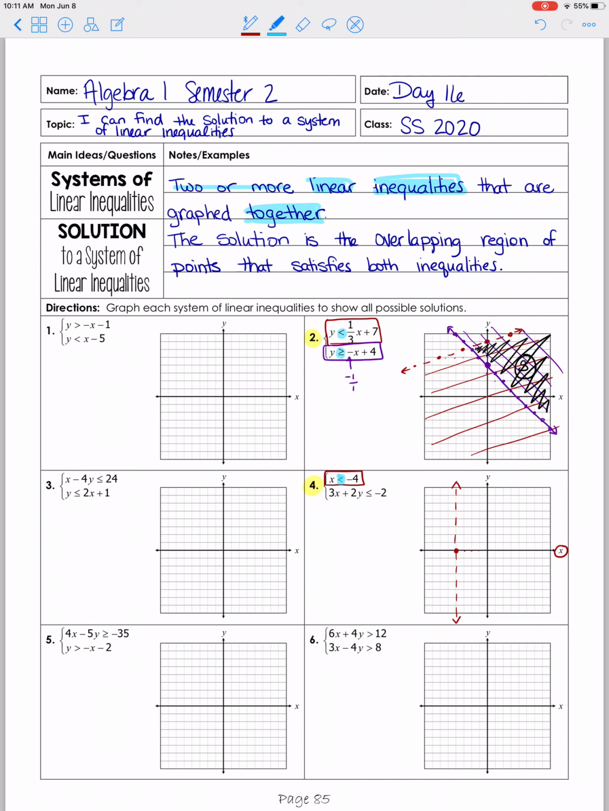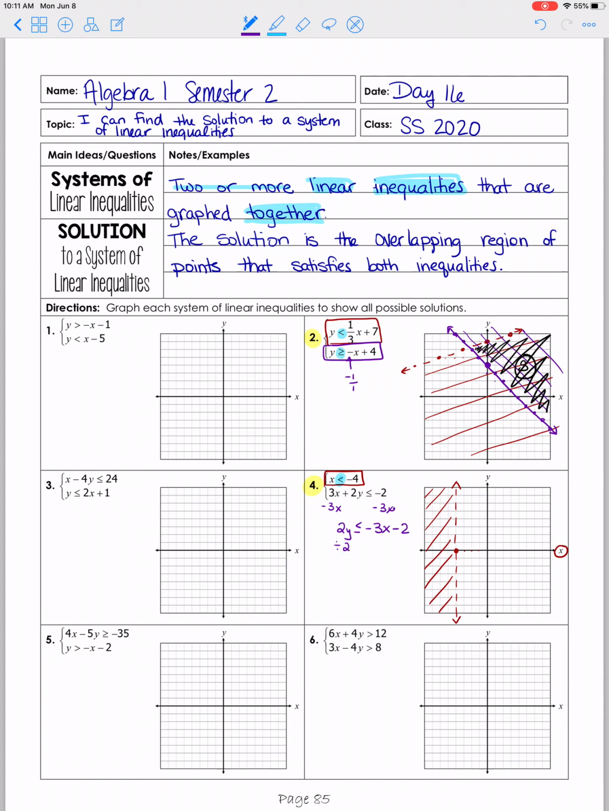Now, this is a less than symbol, so it's just going to be a dotted line, and we want the values of x that are less than negative 4. So that means we want the values that are going to be on the left of that vertical line. All right, switch colors again. Now we're going to work on that second equation. This equation is not in slope-intercept form, so we want to get y by itself to begin. So I'm going to subtract 3x from both sides. So we get 2y is less than or equal to negative 3x minus 2.